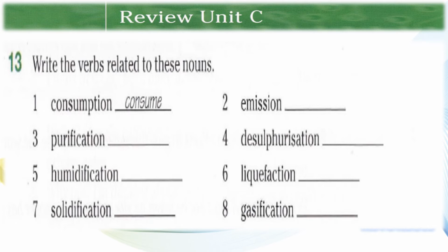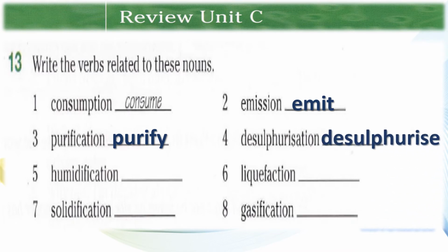Now, let's check together. The second one, emission, is the noun, and the verb is to emit. Number 3, purification is the noun, and the verb is to purify. Number 4, desulfurization is the noun, and the verb is to desulfurize. Number 5, humidification is the noun, and the verb is to humidify.